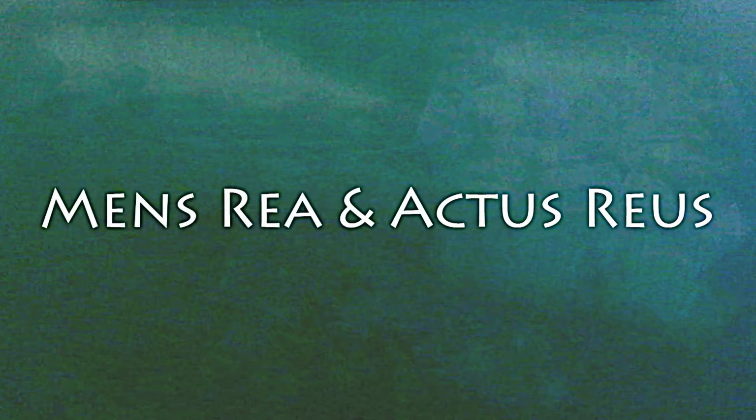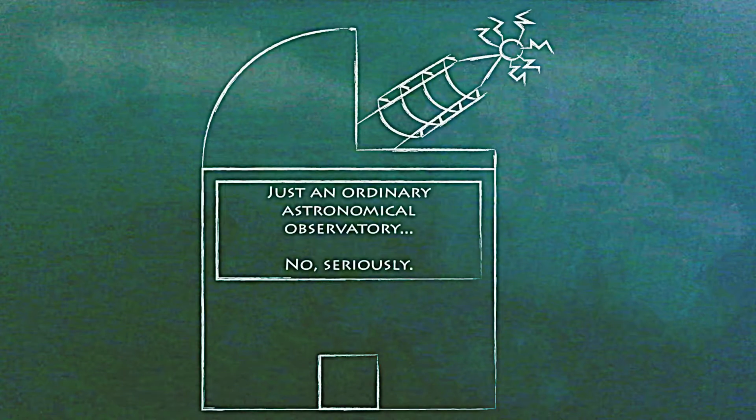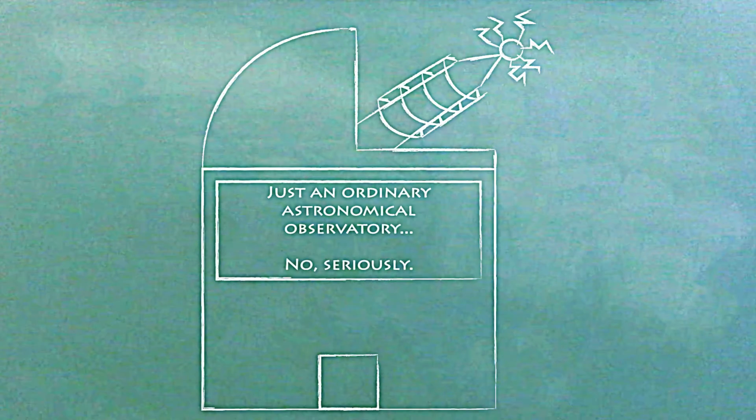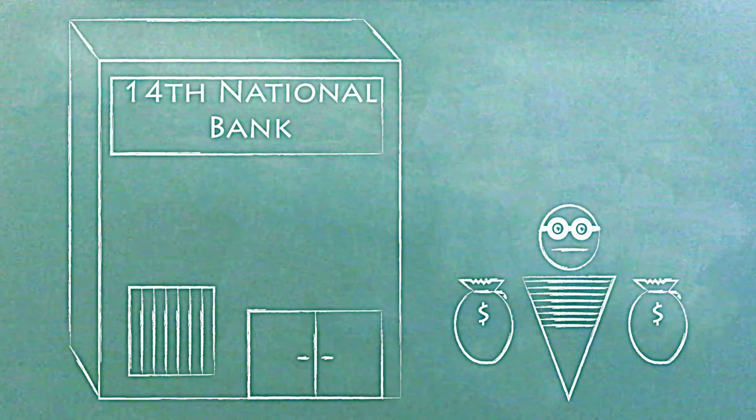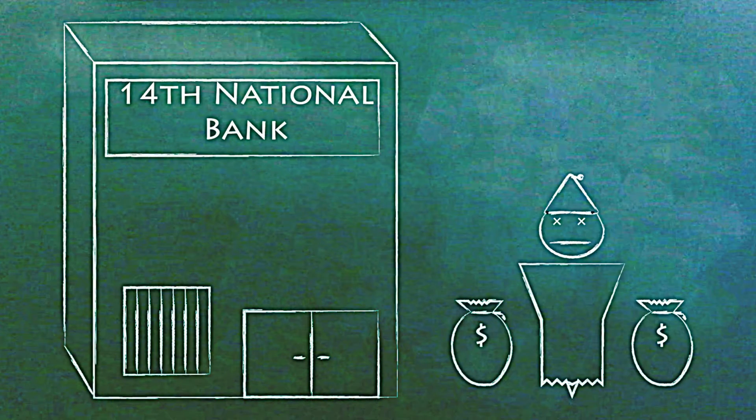Let's start with the two most basic elements of any crime. First, mens rea. Now, mens rea is not, as it sounds, some sort of manly death ray. Mens rea is Latin for guilty mind. To commit a crime, you need to have a particular state of mind when you act. Obvious, right? Let's use an example. If you commit a criminal act like bank robbery, but you're sleepwalking, then you didn't act with a guilty mind, and so you didn't commit a crime.